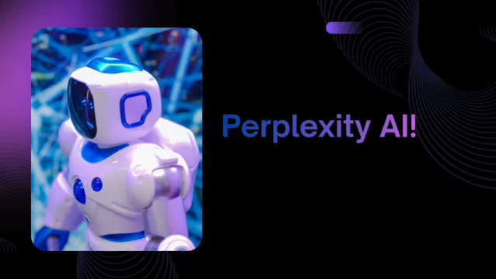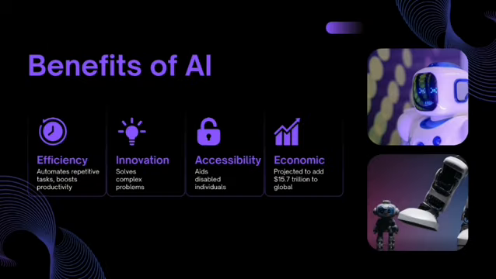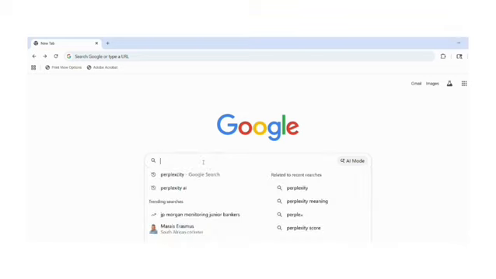Fourth tool is Perplexity AI. Most students use Google for research, but Perplexity AI is 10 times better. Perplexity is like a search engine but completely powered by AI. Here is why students love it. You get direct AI answers instead of just links.